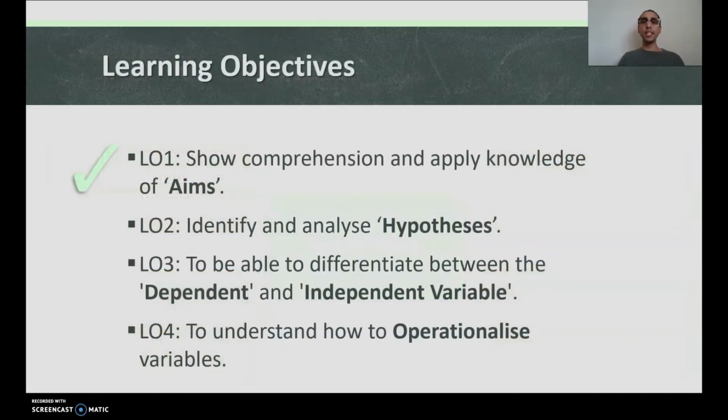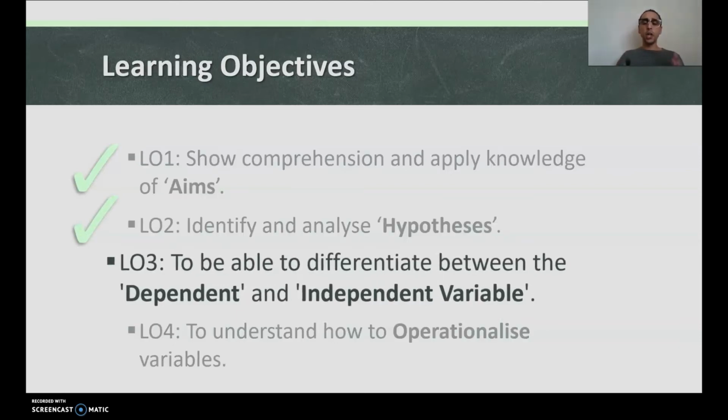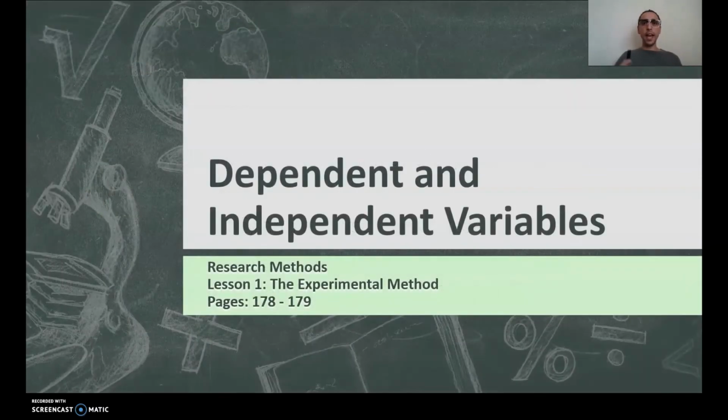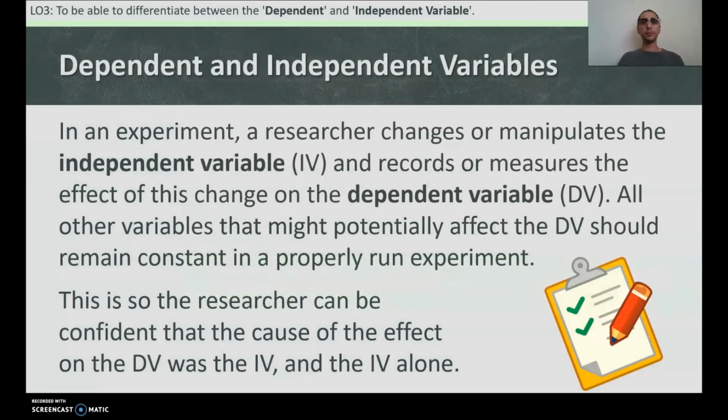Learning objective 2. Identify and analyze hypotheses. Can I take this one off? No? I'm going to do it anyway. There we go. We're on to learning objective 3. Independent and dependent variables, right? This is something you're really going to have to understand because it comes up again and again and again. Let's get our head around this together. Therefore, we'll know the terminology, yes? If you need help, have a look in the textbook as well. 178 to 179.